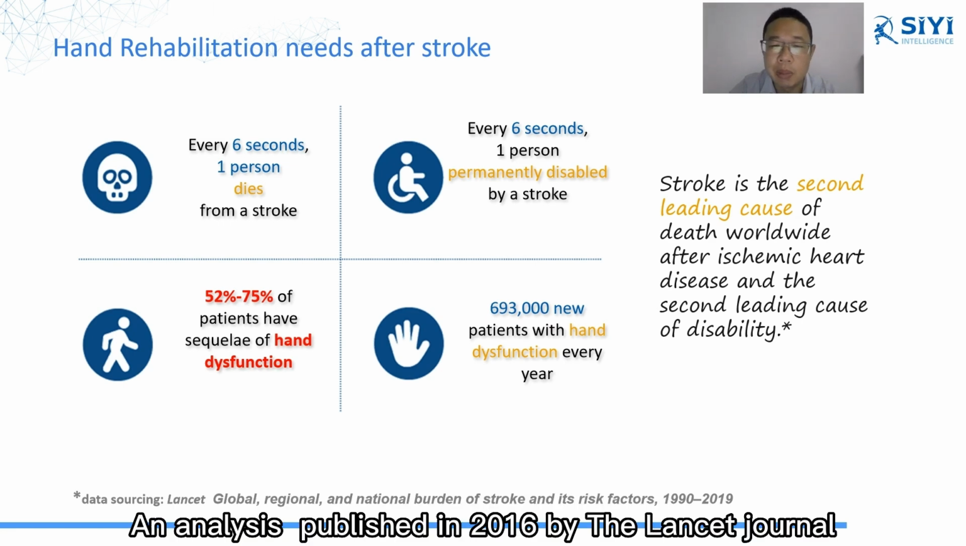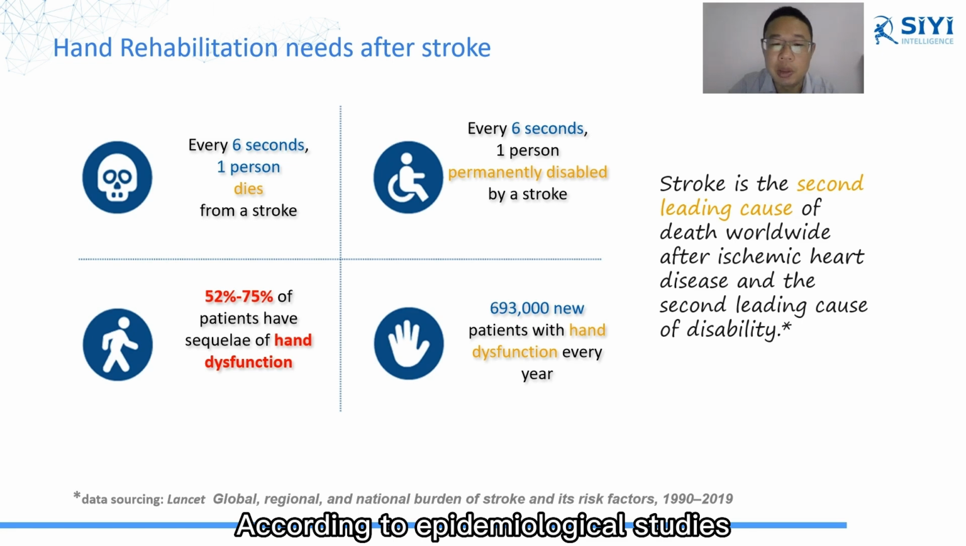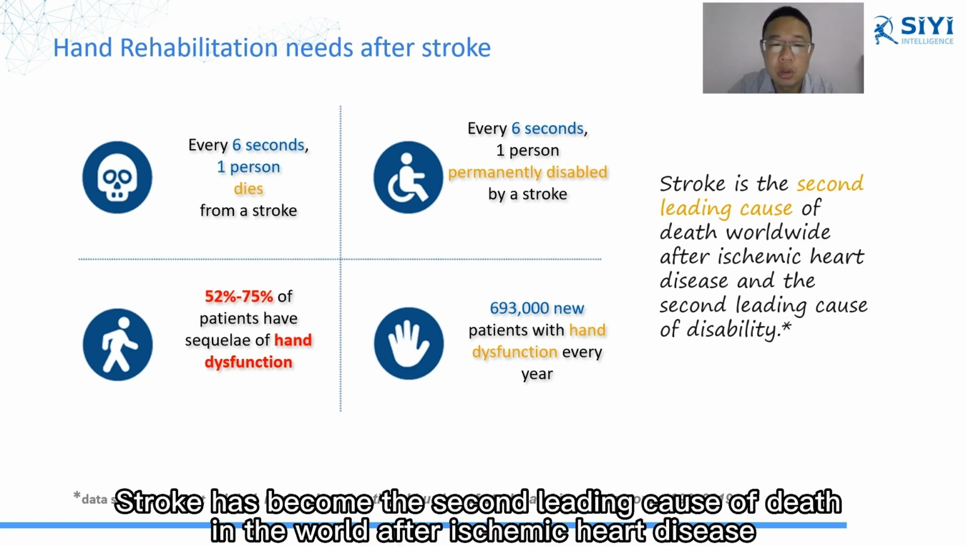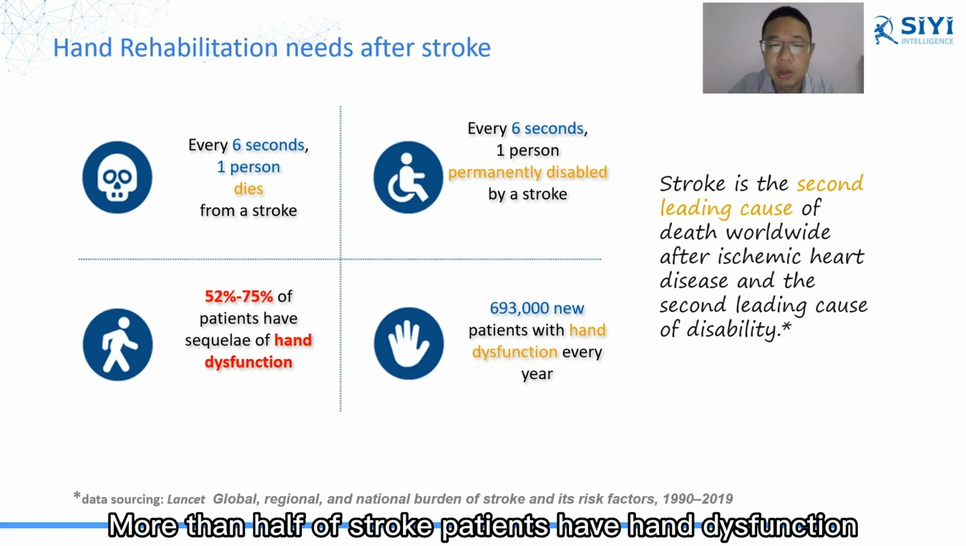An analysis published in 2016 by the Lancet Journal said that in 2016, 13.7 million people worldwide had a new stroke. According to the epidemiological studies, stroke has become the second leading cause of death in the world after ischemic heart disease, and it is also the leading cause of serious disability. More than half of stroke patients have hand dysfunction.